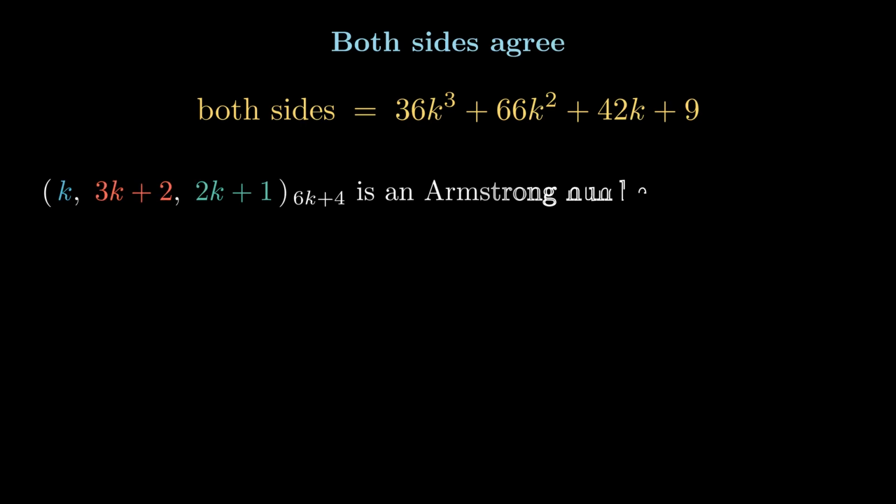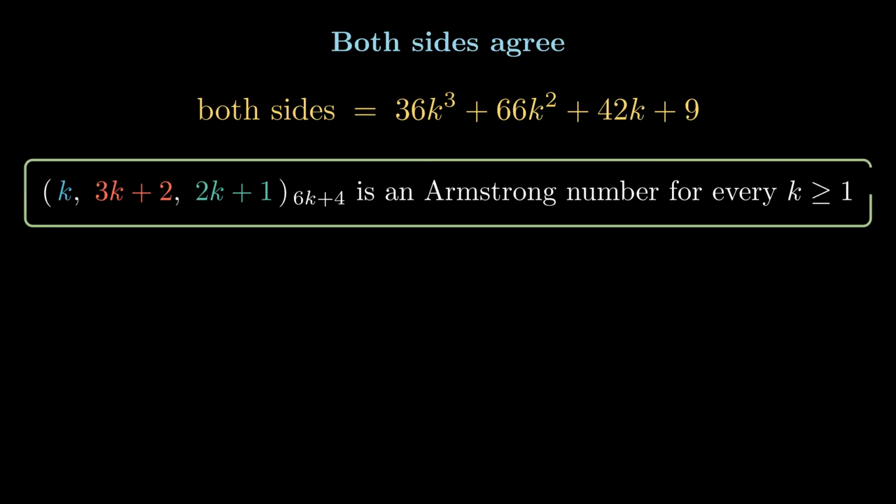Therefore, the two sides are equal for every single base of the form 6 times k plus 4. Hence, we have generated an infinite family of Armstrong numbers in bases of the form 6k plus 4.